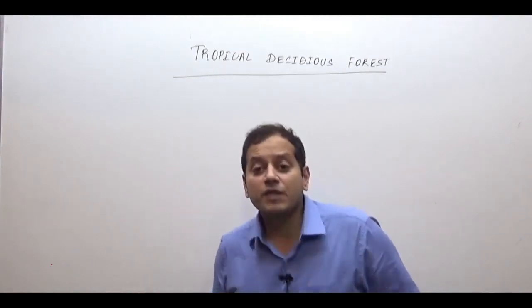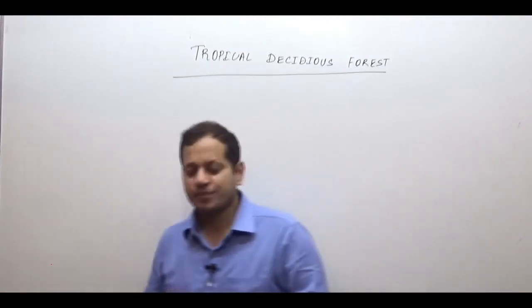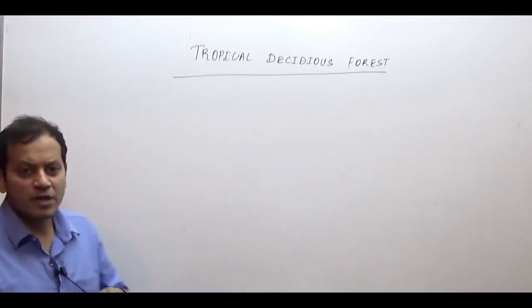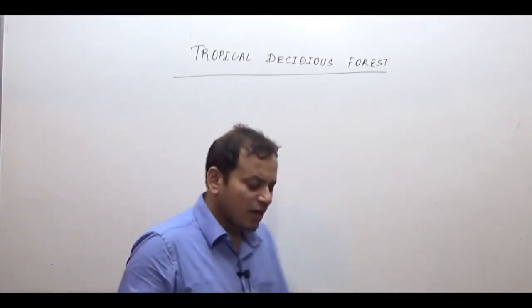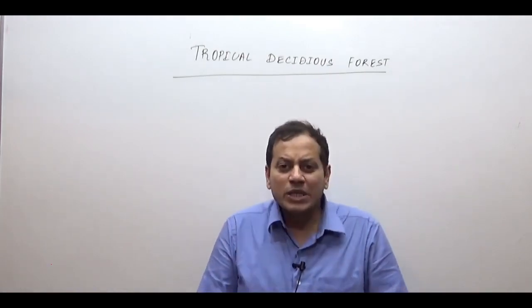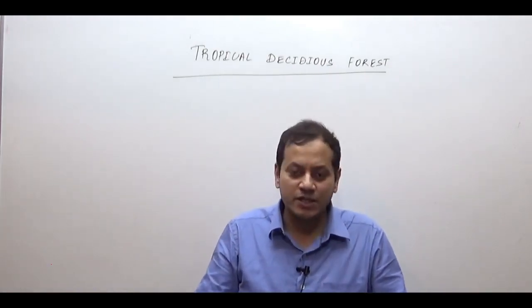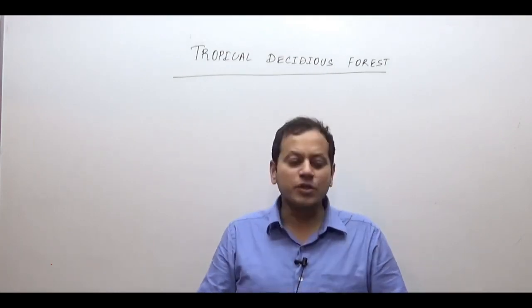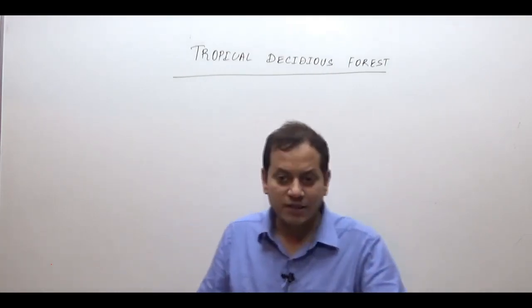So we will continue with our tropical deciduous forest. Now these tropical deciduous forests are the forests which are most widespread in India. That means these are the forests which have the largest aerial extent in India. How do these forests have the largest aerial extent in India?